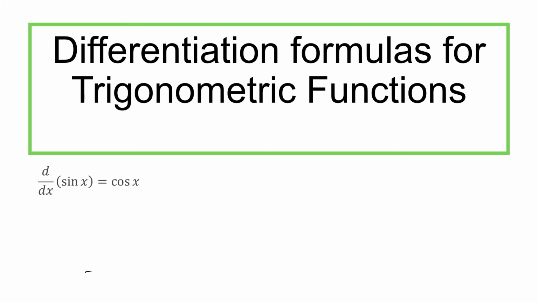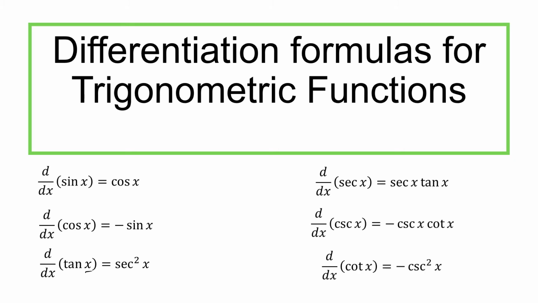So, the 6 trigo functions would have these differentiation formulas. The derivative of sine x is cos x. The derivative of cos x is negative sine x. The derivative of tan x is secant squared x. Derivative of secant x is sec x tan x. And derivative of cosecant x is negative cosecant x cotangent x. Derivative ng cotangent x is negative cosecant squared x.